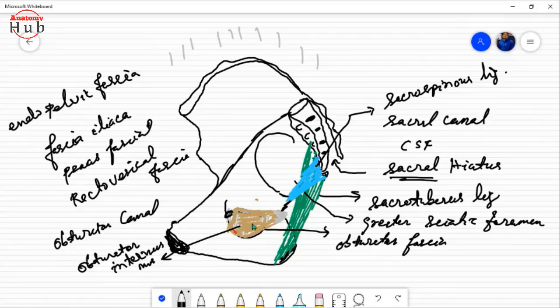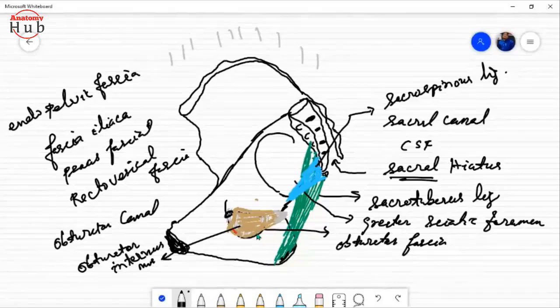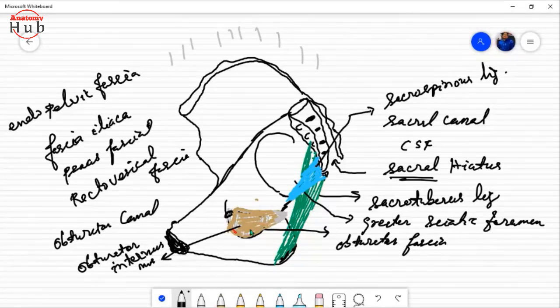So this obturator internus muscle arises from the edges of the obturator foramen along with the obturator membrane, and it goes backward towards the lesser sciatic foramen. And at this lesser sciatic foramen, it makes a 90-degree sharp bend. Okay, the tendon goes towards the trochanteric fossa of the femur.